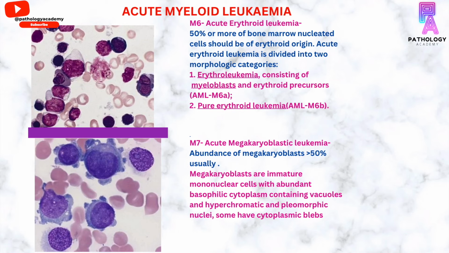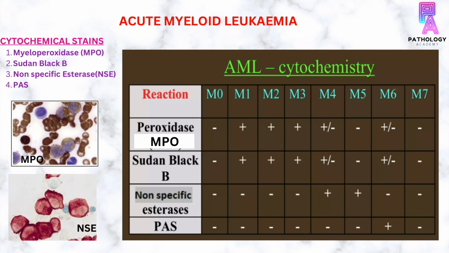M7, also known as acute megakaryoblast leukemia. In this leukemia, there is abundance of megakaryoblast. Usually, they are more than 50%. Morphologically, megakaryoblast are immature mononuclear cells with abundant basophilic cytoplasm containing vacuoles and hyperchromatic and pleomorphic nuclei, with some having cytoplasmic blebs.